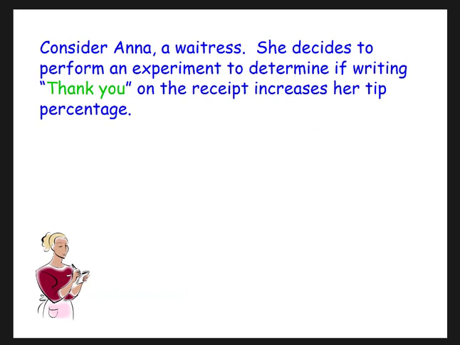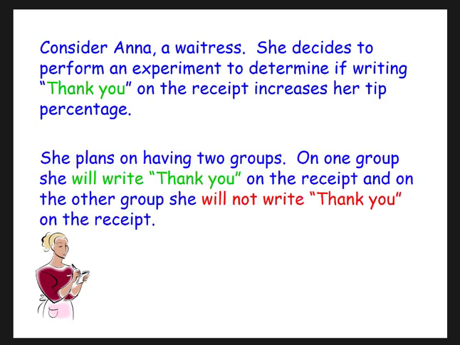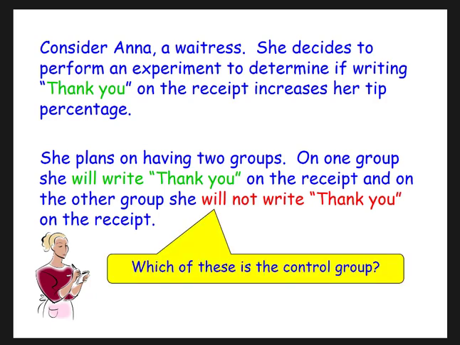Consider Anna, a waitress. She decides to perform an experiment to determine if writing thank you on her receipts increases her tip percentage. She plans on having two groups. On one group, she'll write thank you on the receipt, and on the other group, she will not write thank you. Which of these is the control group? Well, the control group would be the ones with no treatment, the ones that she would not write thank you.